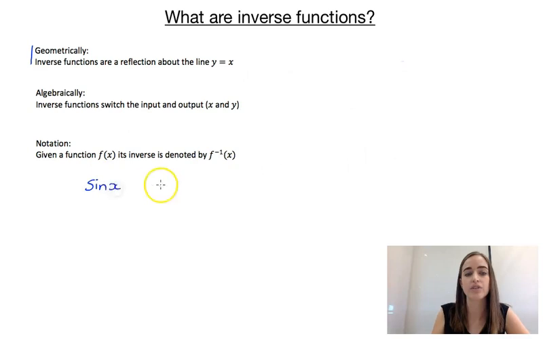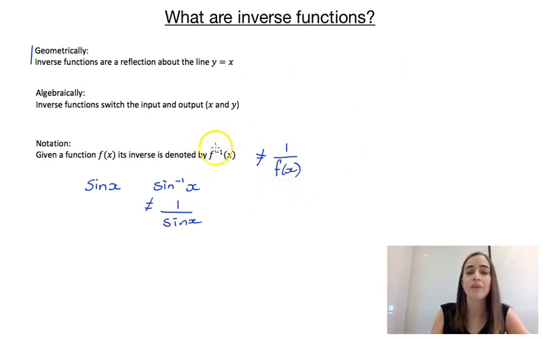Like I said, if we've got sine x, then we have sine inverse of x. Keep in mind that that is not a power or an index, so it doesn't mean 1 over f of x, just like this isn't the same as 1 over sine x. So that's not the same thing. And make sure you're not reading it as f of minus 1. Make sure you're actually reading it as f inverse.